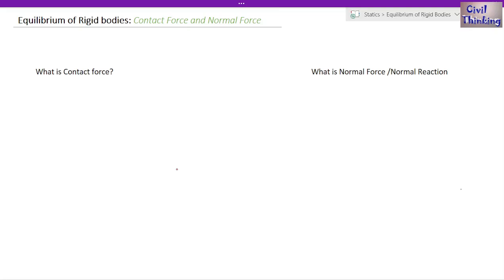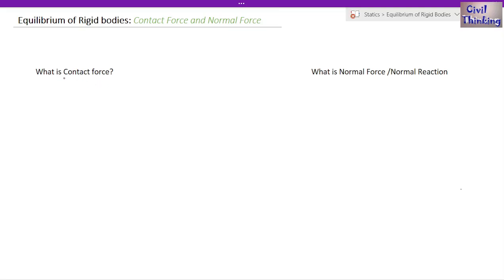Today we are going to see another concept, contact force and normal force, in the series of equilibrium of rigid bodies. For better understanding, I suggest you please watch the video lectures on equilibrium of rigid bodies in sequence so that you understand better. The playlist link is in the description, or you can also click on the pop-up on your screen. Contact force and normal force.